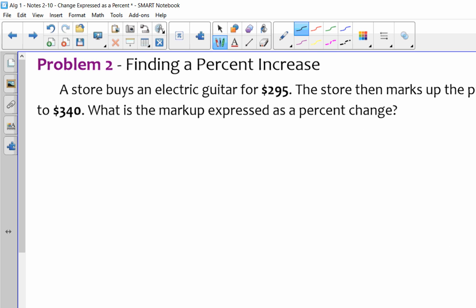All right, here we go. Next question. I've got a store that buys an electric guitar for $295, and then the store's going to mark up the price to $340. And what's the markup expressed as a percent change?